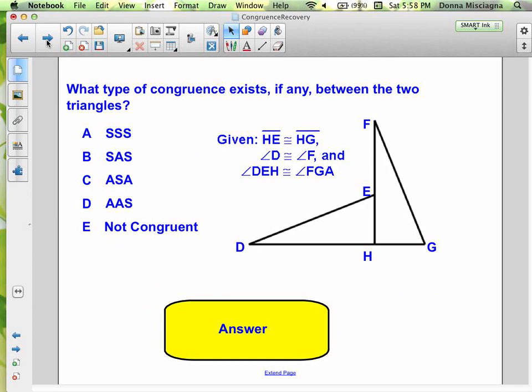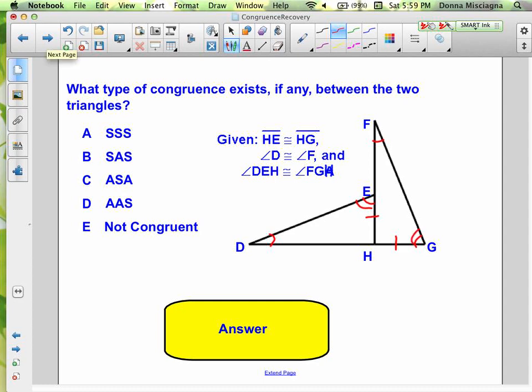All right, so here we have a diagram, and we have some information. So the first thing we're going to do is mark the information. And actually, the very first thing I'm going to do is just fix this. Just a typo there. All right, so HE is congruent to HG. There we go. Angle D is congruent to angle F, and angle DEH is congruent to angle FGH.